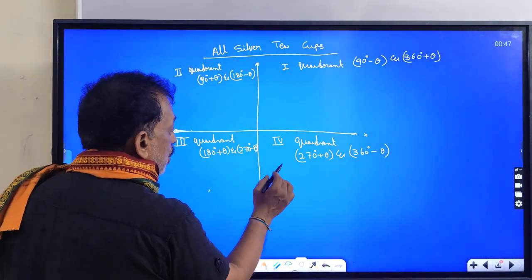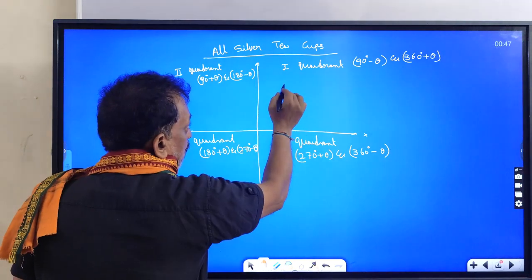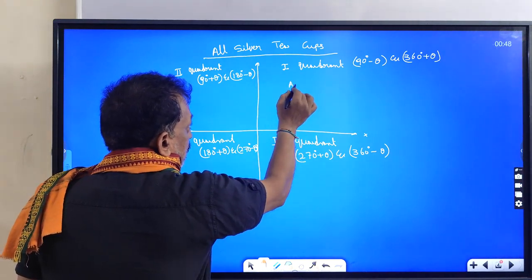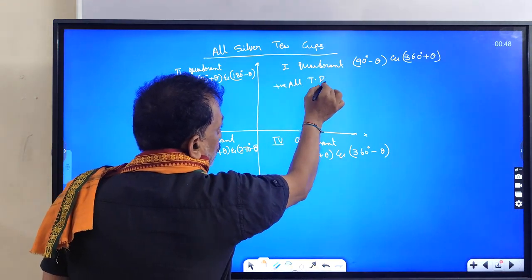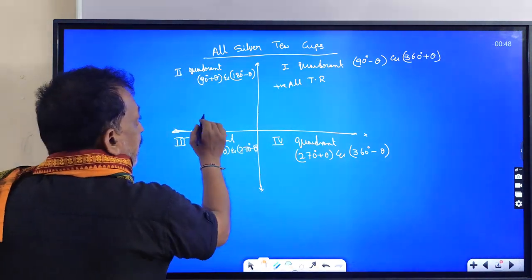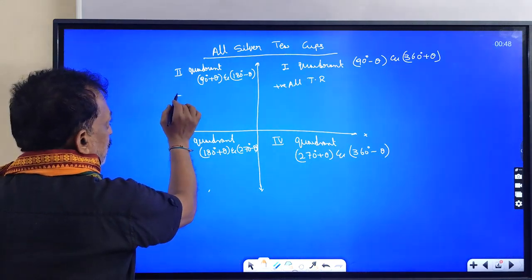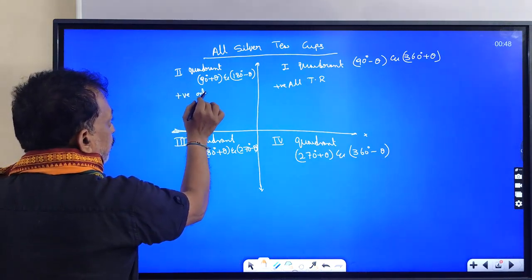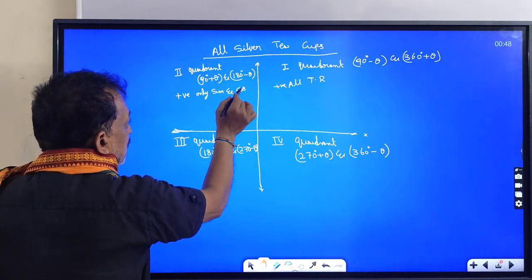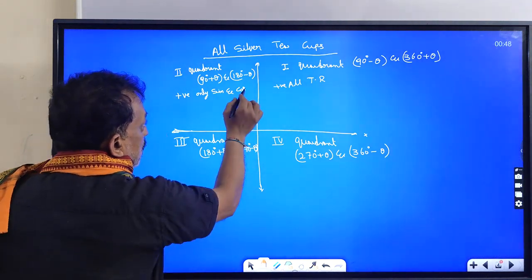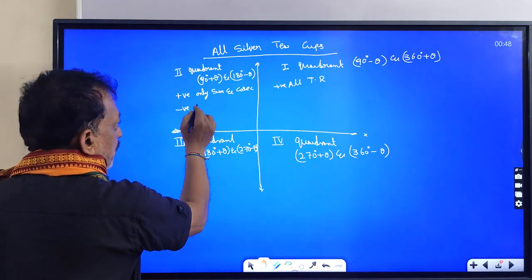Now, here in the first quadrant, all trigonometric functions are positive. All trigonometric ratios are positive. But in the second quadrant, Silver, only sine functions are positive: sine and cosecant are positive. The remaining trigonometric functions are negative.